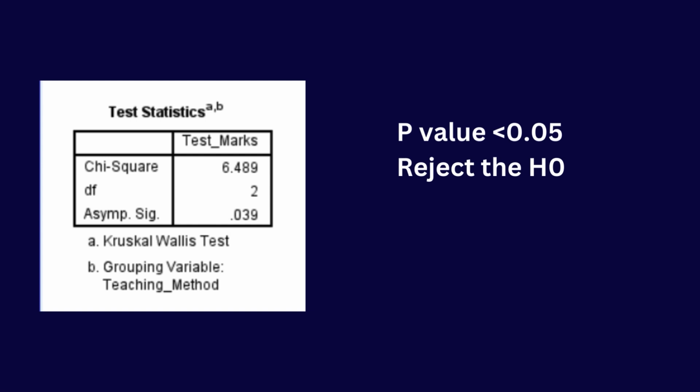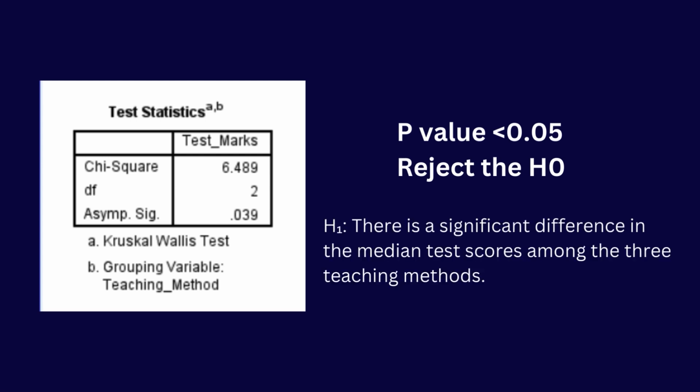So, what does this tell us? Since our p-value is below 0.05, we have enough evidence to conclude that there is a statistically significant difference in the test scores across the 3 teaching methods. This means that at least one teaching method is likely more or less effective than the others.